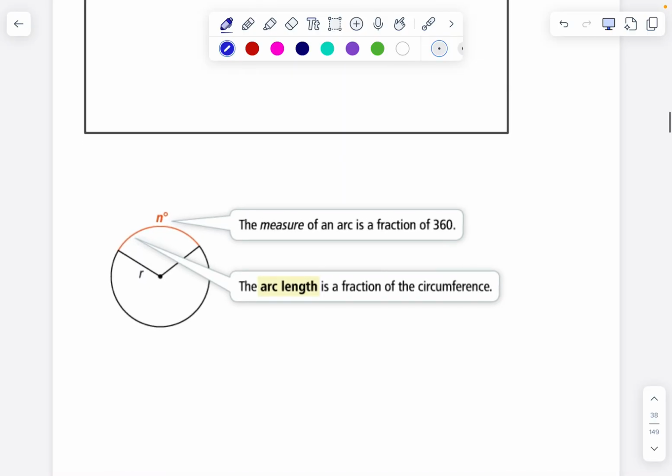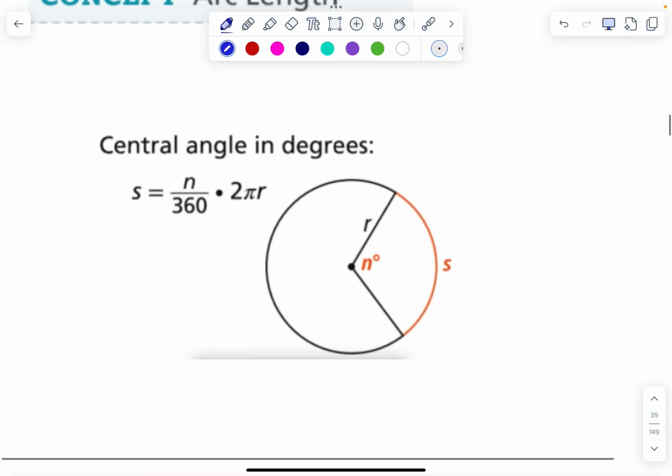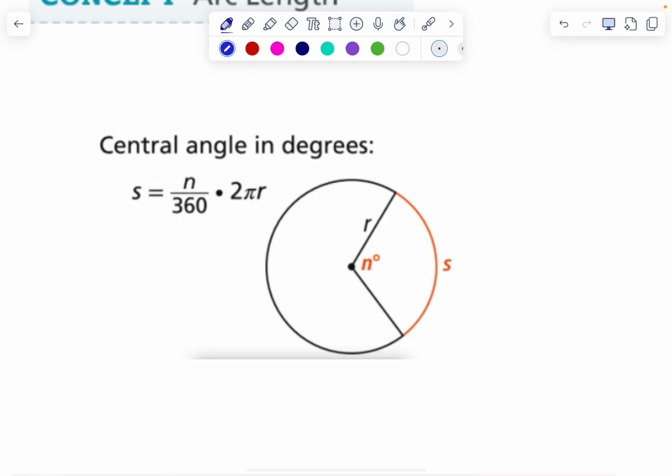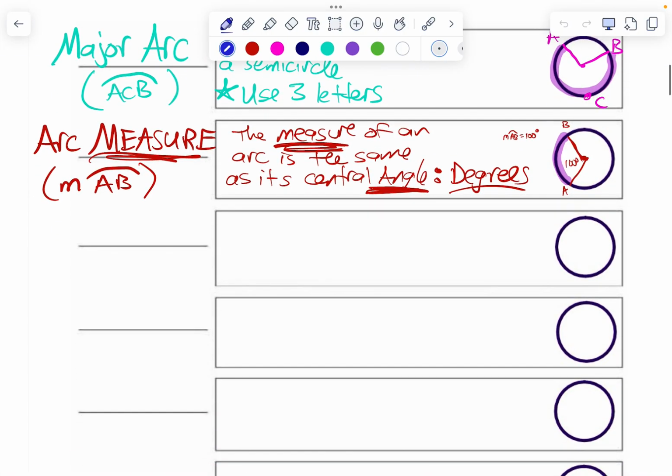So arc length is a fraction of the circumference. It's the angle fraction of the total angle. What's the total angle? 360. So if it was 70 degrees, you would do like 70 out of 360, etc. And here's that formula. We'll go write it. Now, one dumb thing about this is we use the letter S for arc length, which is weird. So you're just going to have to remember S and not like L or something.